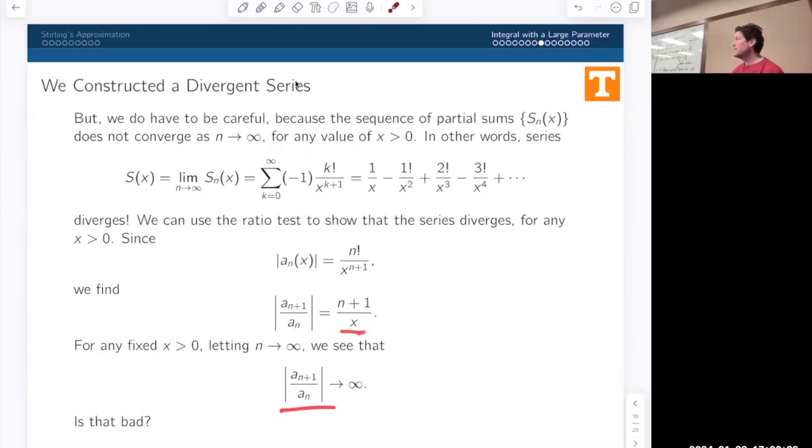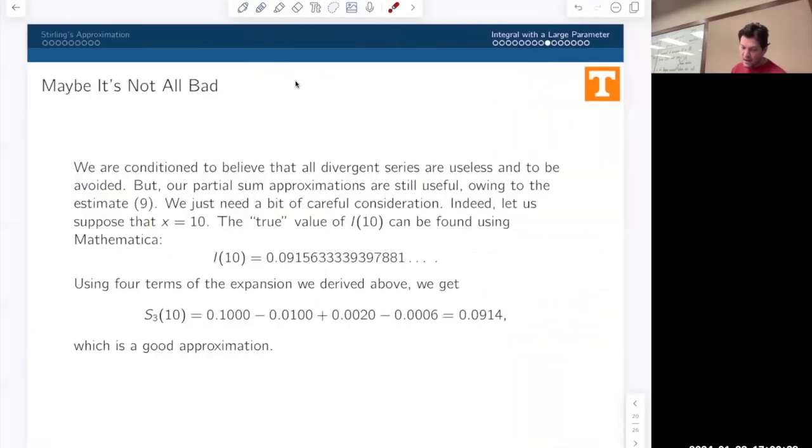Okay, so is that bad? That the fact that our series diverges, and does that nullify all that we've done? Does it make it useless? Well, it's maybe not all that bad. Let's play around with some of the approximations that we get from this and see if they're useful or not. We just have to be careful. So what I claim is we just have to be careful for finite values of x. So let's take the value of x equal to 10 and see what happens.